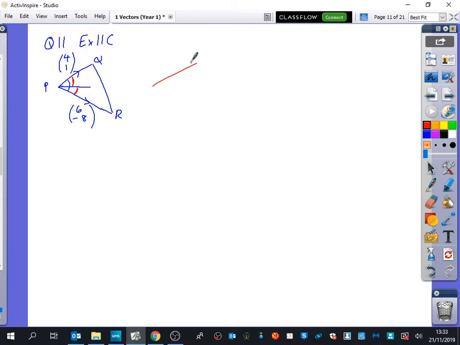So if we concentrate on the PQ part to begin with, we know that this is 4, 1, meaning it is going 4 across and 1 up. If I want to find the size, let's call this one alpha, how do I find the size of alpha? Good, alpha is the inverse tan of 1 over 4, the opposite over the adjacent.